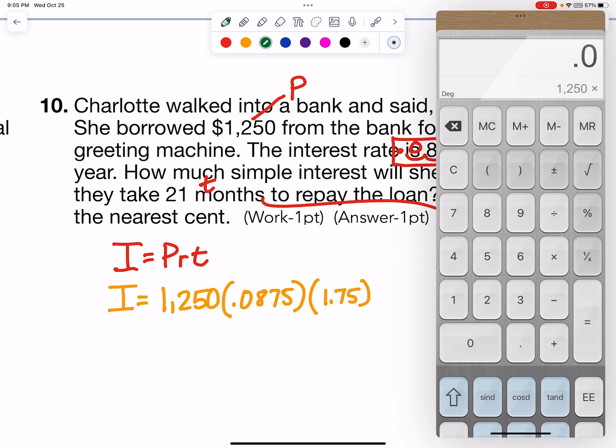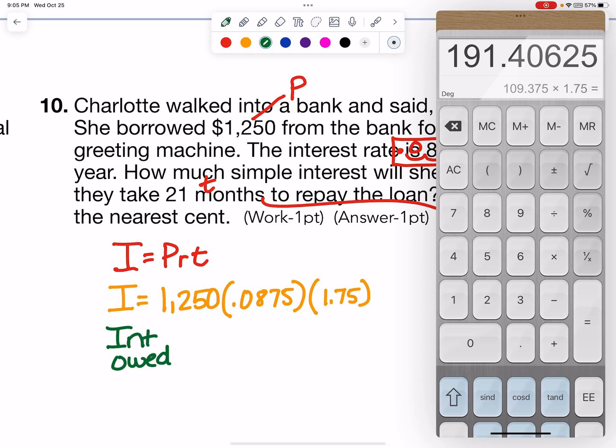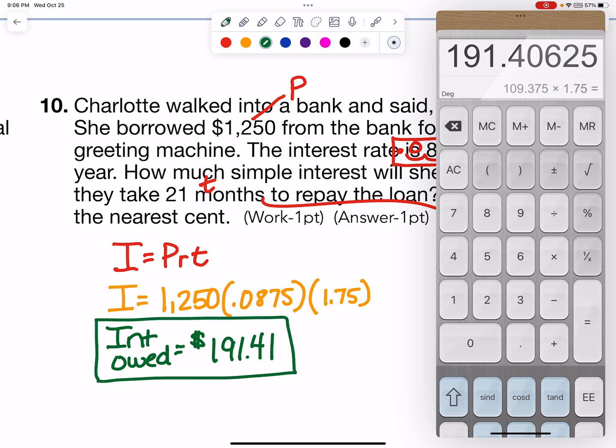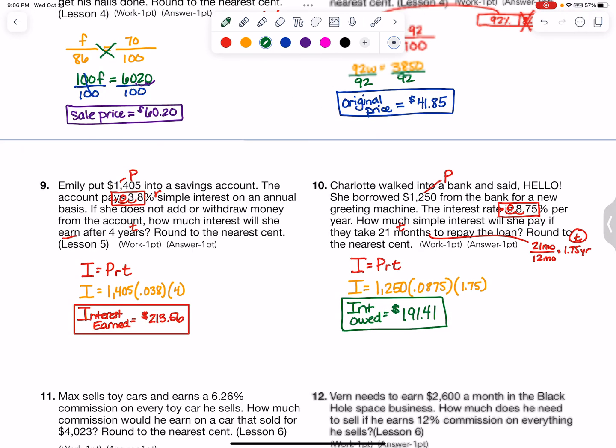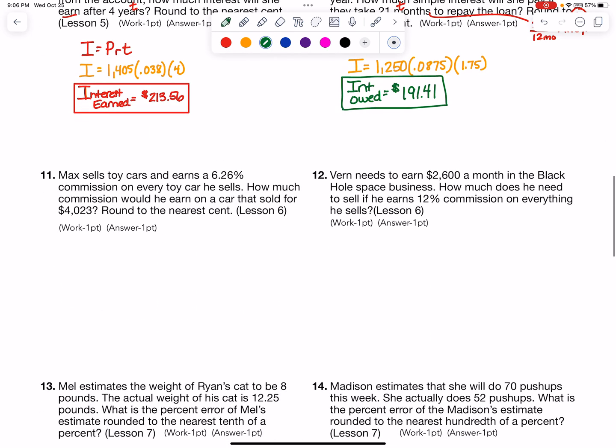Times 0.0875. This is how much for 1 year. So let's multiply that by 1.75. And there is the amount. So this is interest owed equals money sign $191.41 because of the rounding. Okay. All right. So there we go with what she's going to need to pay to make that happen.